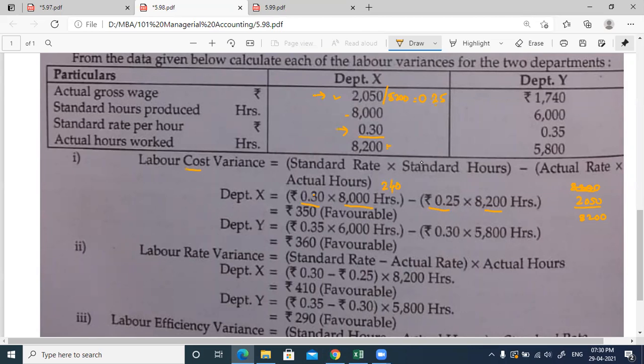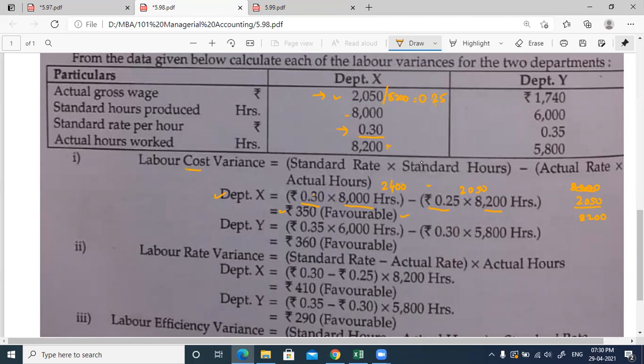Can you please calculate and tell me what is the amount? Yes, it is 2,400. And actual is how much? 2050. So 2,400 minus 2050, 350 is favorable if we talk for department X. If you consider department X, labor cost variance is favorable. Let's go to department Y.